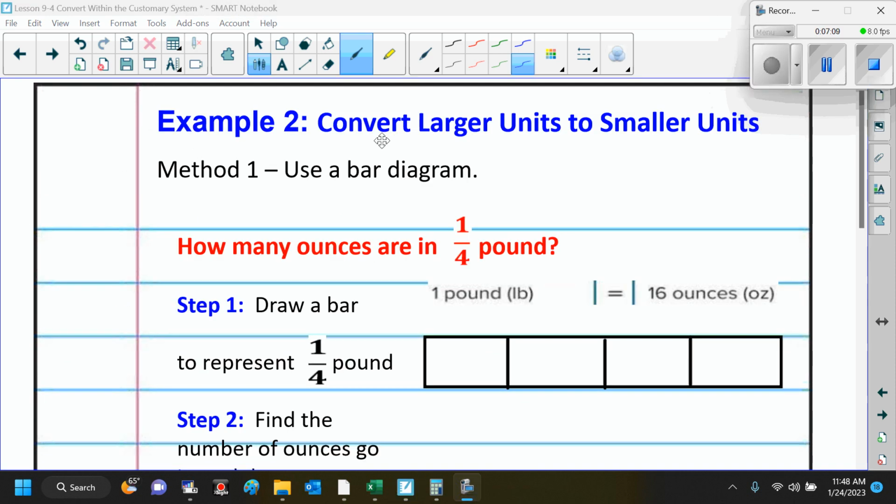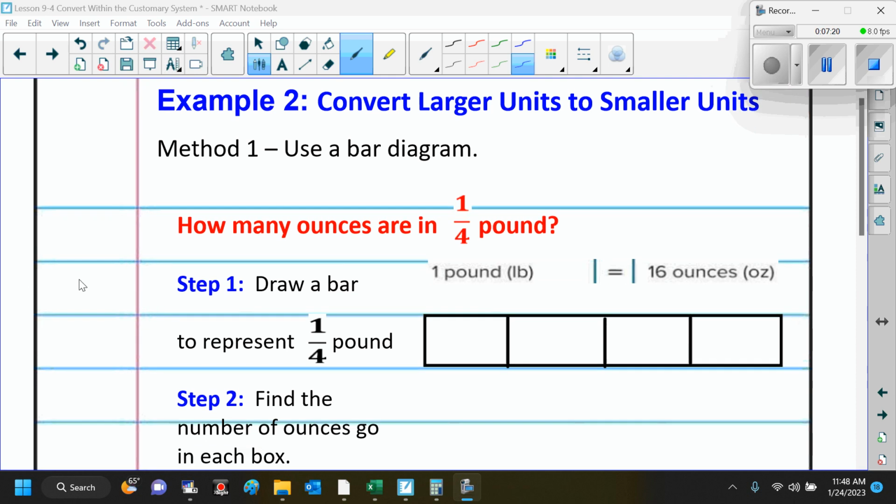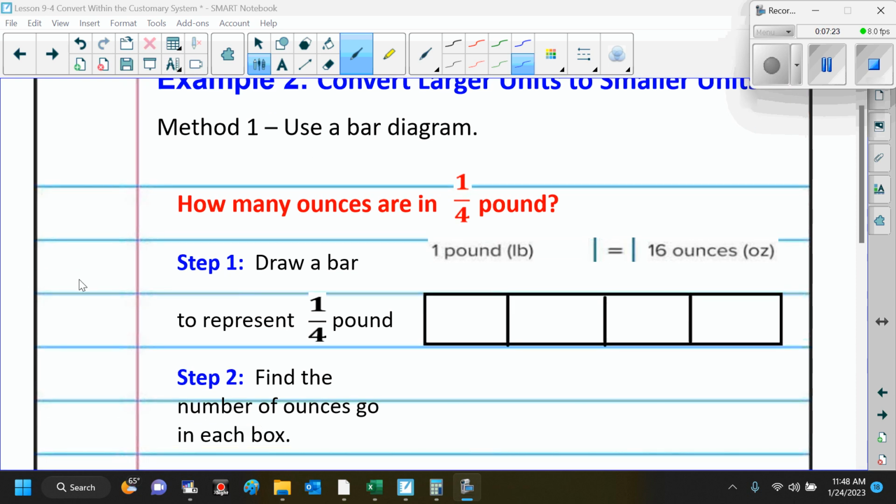So example 2 is also convert larger units to smaller units, but this time we're going to use fractions in our bar diagram. And don't forget to write your steps. So step 1 is to draw a bar to represent 1/4 pound. Now, this whole bar is going to be 1 pound. That's 1 pound. Now, how do I represent 1/4?